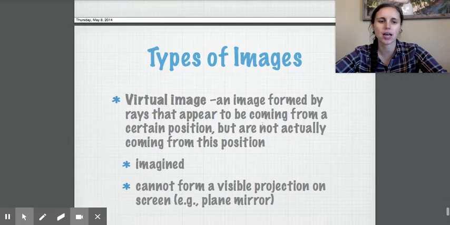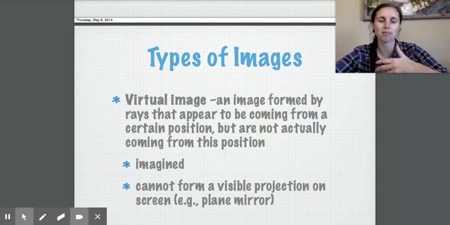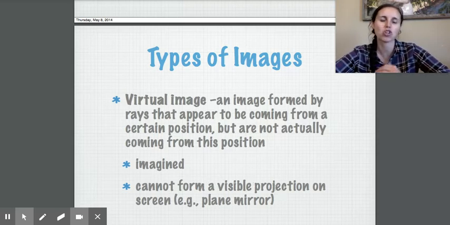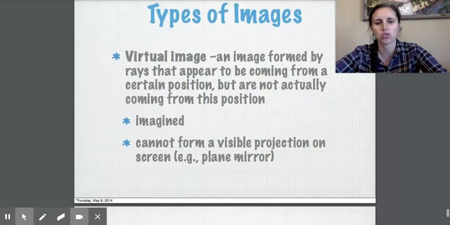Virtual images are coming from rays that appear, from apparent light sources, to be in a certain position, but are not actually there. So virtual images are caused by apparent light sources. It's imagined. So again, your brain is imagining you standing behind the mirror. Because they're coming from apparent light sources and light rays aren't actually converging, they're not able to be projected. So anytime that you're trying to create an image from a plane mirror, you're not able to actually project that image on a screen.